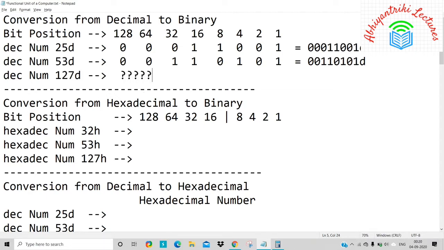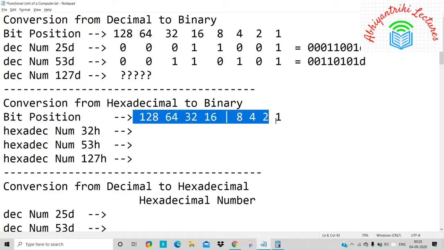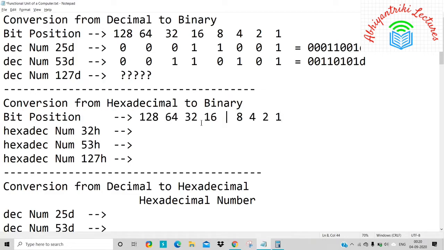Yes, and next, conversion from hexadecimal to binary. How do you convert hexadecimal to binary? This is the bit position. Bit stands for binary digit. Bit means binary digit, and binary means 0 or 1. So these are the positions of our binaries, starting from 1 to 4 like that, from right towards left. And then how do you convert this hexadecimal number? Now 32H is a hexadecimal number. How do you convert this 32H hexadecimal number to binary?